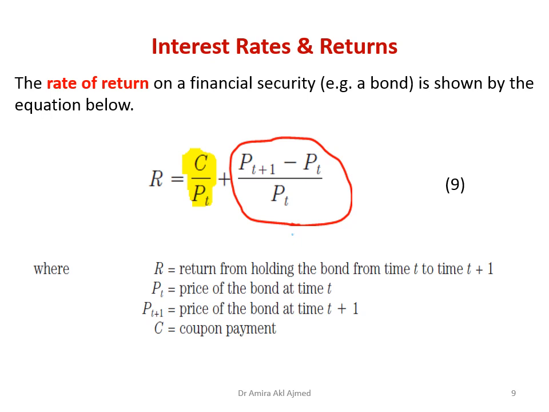The rate of return is defined as the payments to the owner plus the change in its value. The change in its value is expressed as a fraction of its purchase price. This is shown by the equation below. Note that the first term, which is highlighted in yellow, represented the payments to the owner of the financial security, whereas the second term, which is circled by red color, represented the rate of capital gain on that bond or this financial security.